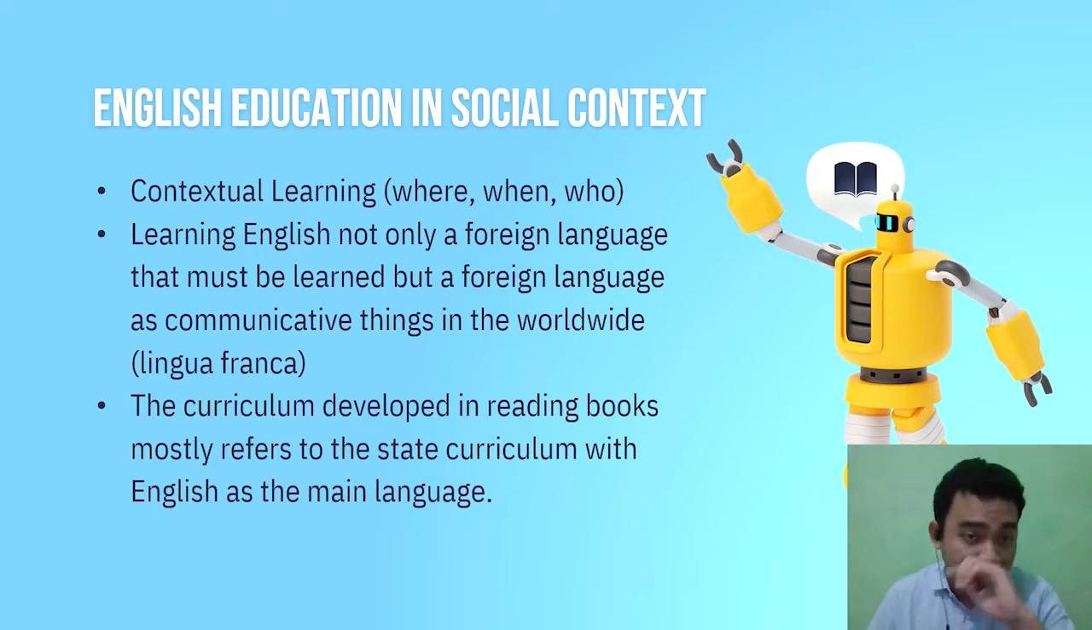But before we go there, let's discuss first about teaching in social context. When we are talking about teaching in social context, we cannot separate it from contextual learning. What is contextual learning? Contextual learning means learning that is adapted to where, who, and how the students are. So the material and teaching technique will be in line with students' competency and background. In this concept, teaching and learning English focuses not only on teaching English as a foreign language that must be learned, but on a foreign language as a communicative tool worldwide, or what we could say is a lingua franca.